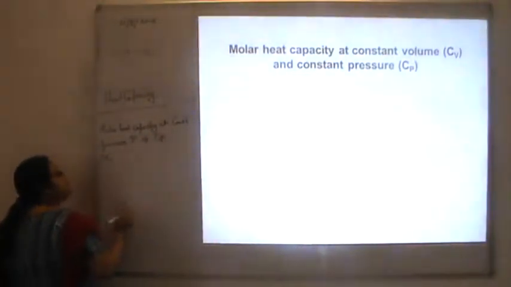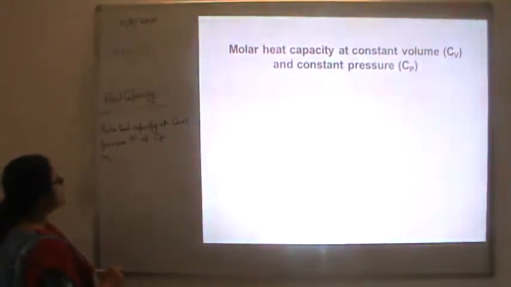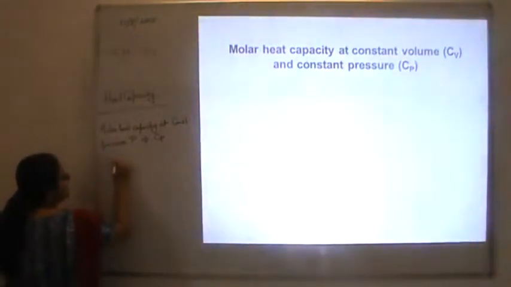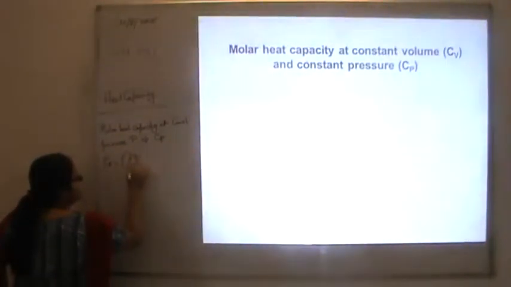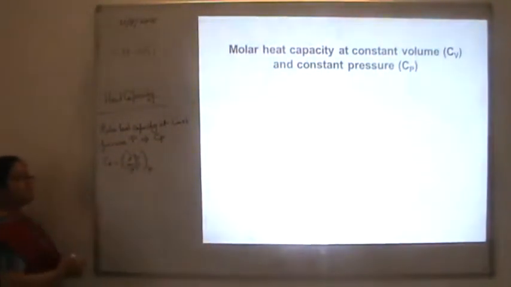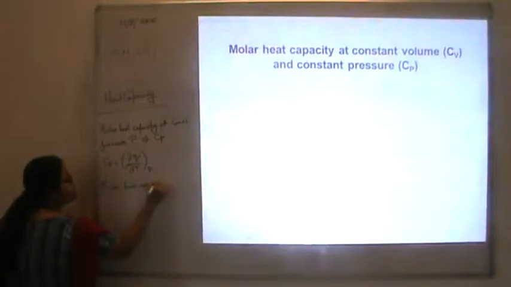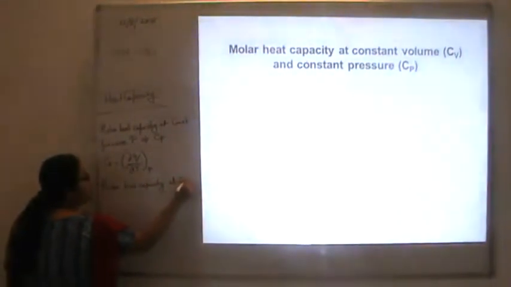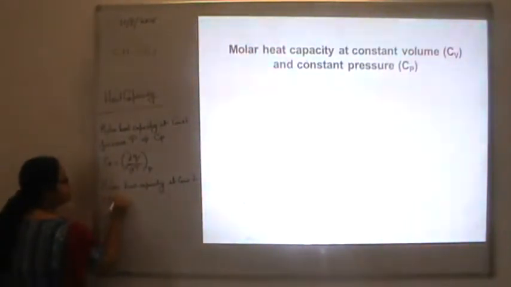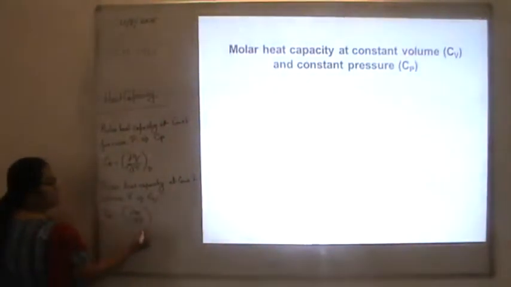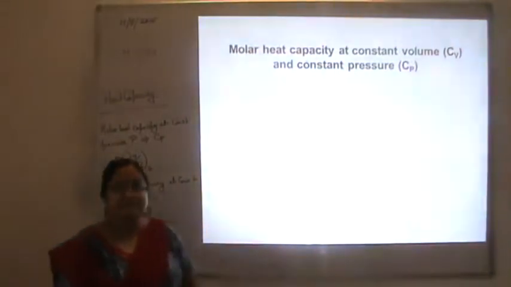Molar heat capacity at constant pressure P is called Cp. So what is Cp? Heat capacity Cp is del Q by del T at constant P. And molar heat capacity at constant volume V is called Cv. So Cv is del Q by del T at constant V. So these are Cp and Cv.